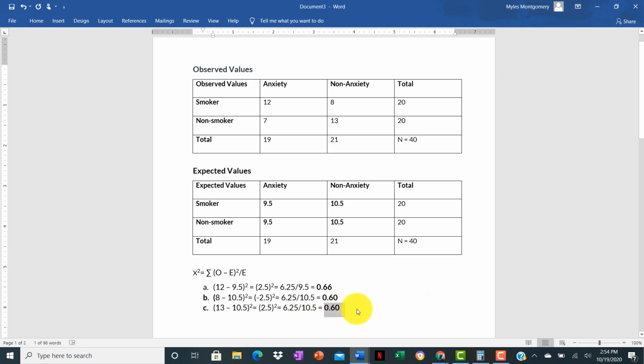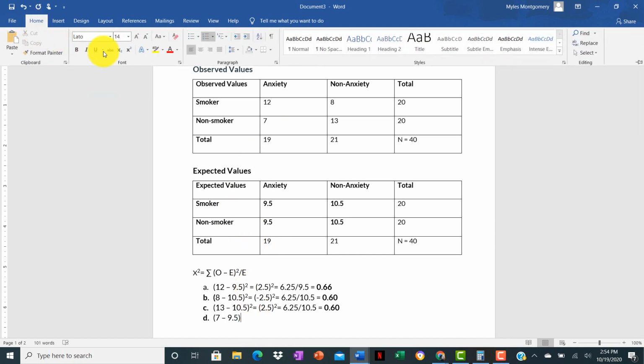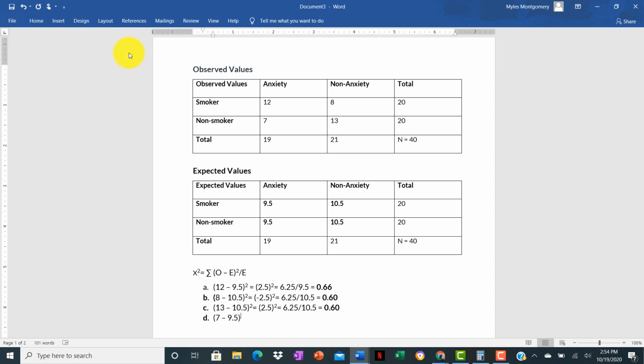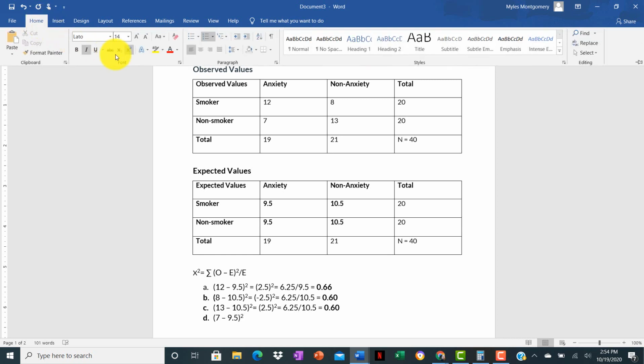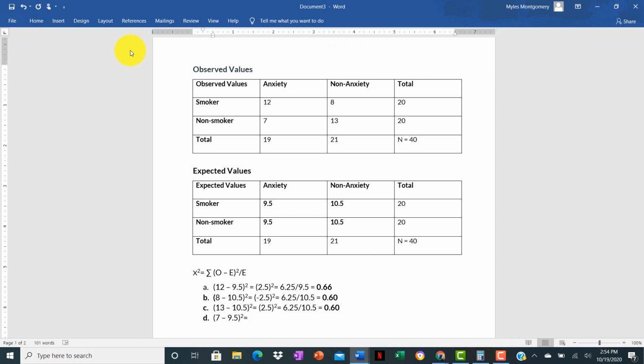All right, and now for our final cell, I'm going to go to what I call the D cell, up here: 7 minus 9.5. That's what we see down here. And squared again. Yeah, I think so. We've got to be absolutely consistent here. That's what we have to do. Now, when we come here, we're going to see what.